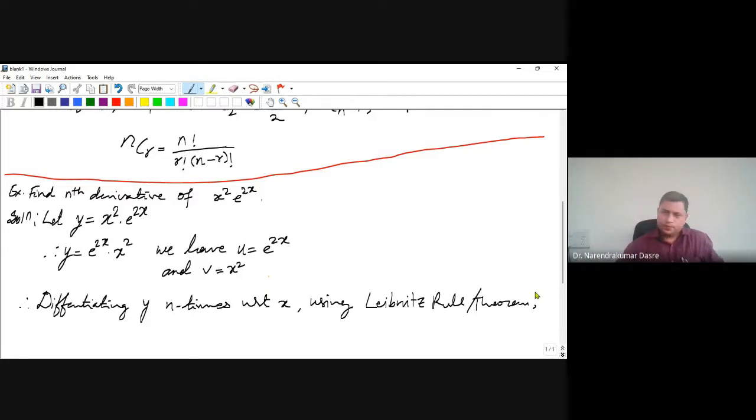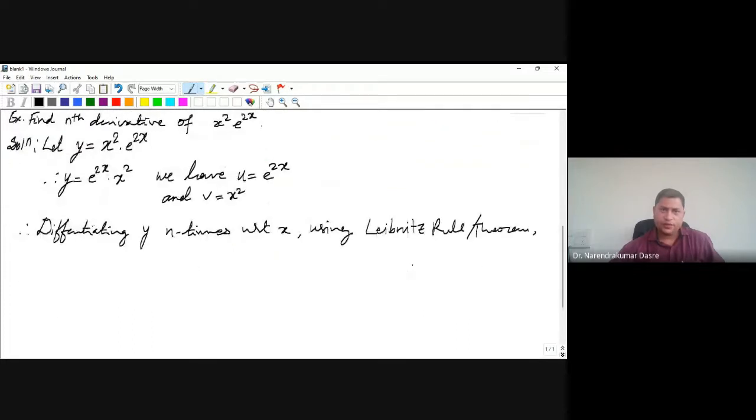Now think of this Leibniz rule, and then we want to find the nth derivative. So what we will have here is yn equals nc0 and the nth derivative of this. What is the nth derivative? 2 raised to n e raised to 2x. Then v remains as it is, so it is x square.